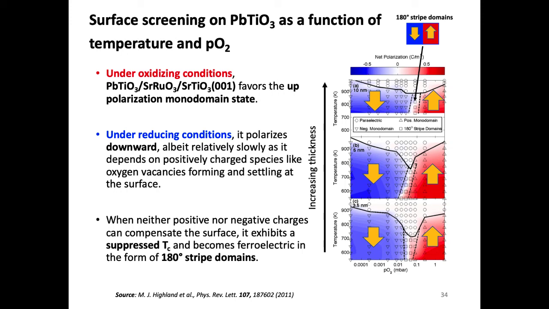Another interesting area is the white region below the curve, below the critical transition, where neither positive nor negative charge can compensate the surface. It exhibits a suppressed TC and becomes ferroelectric in the form of 180 degree stripe domains. As you can see, it also changes with the thickness, and thickness has to do with the strain. So strain can be another knob to change the dynamics of this screening phenomenon.